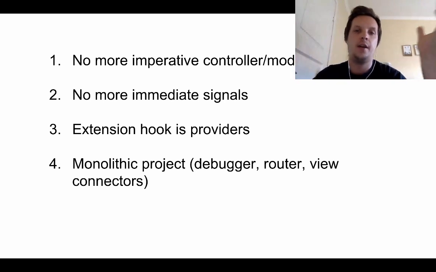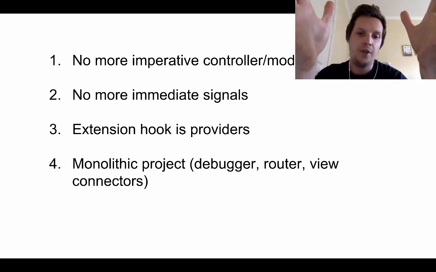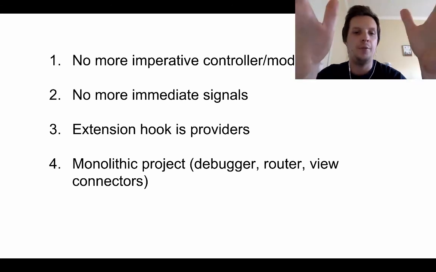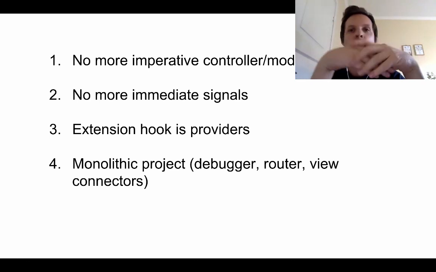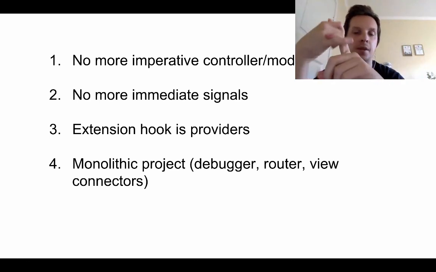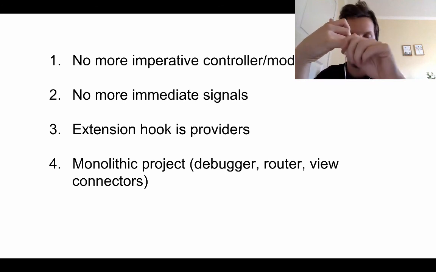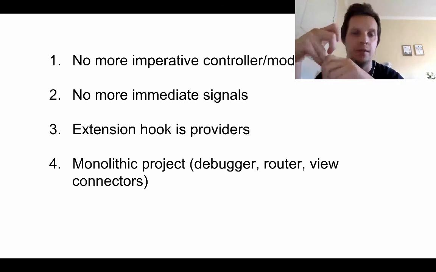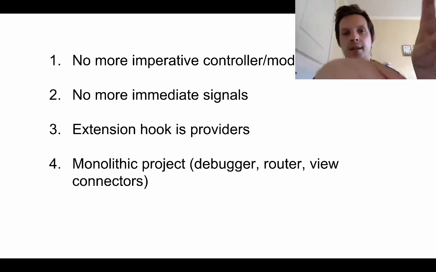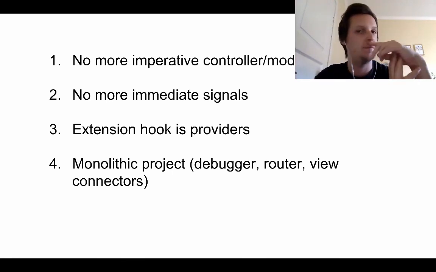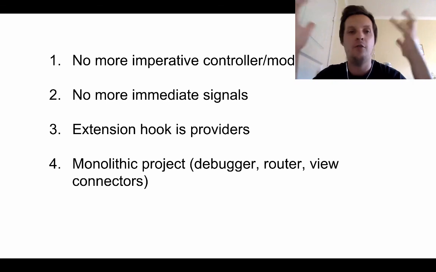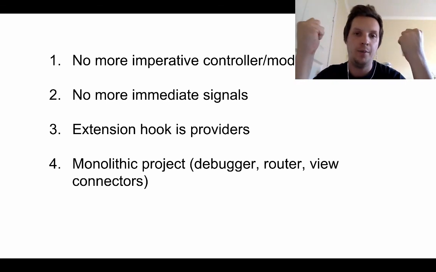And then, of course, having a monolithic project, one repo with the debugger, the router, the view connectors, and the operators, and all this stuff. Have it in one project. They follow the same styles, and they have the same test approach. And as you can see, I'm writing everything using Webpack with ES 2015. So we have all of this stuff inside one repo.